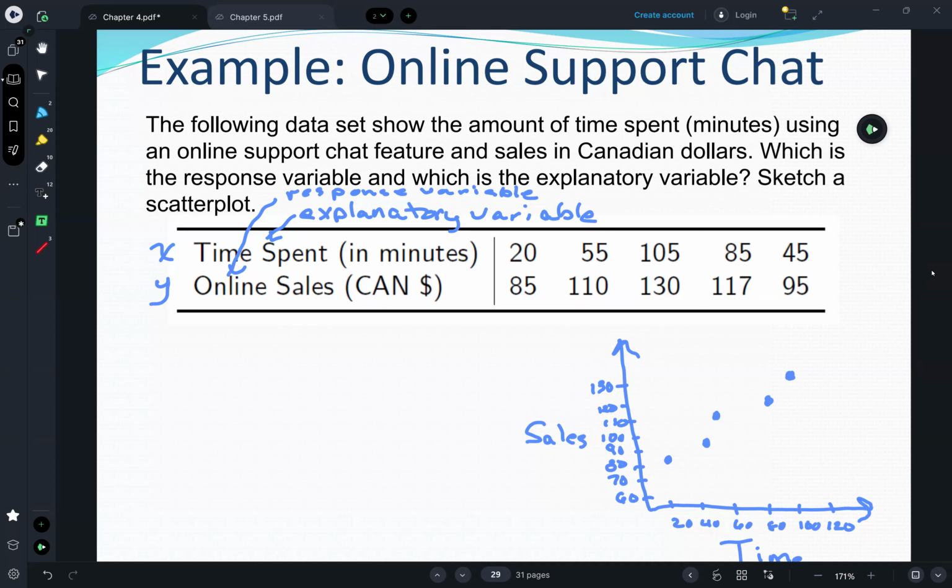So I have started the scatter plot showing the 5 customers, each point. So the very first point corresponds to the first XY pair. So we have 20 minutes for time spent corresponds to 85 Canadian dollars. The second point on the scatter plot is 50. So that customer spent 55 minutes and then went on to spend $110.